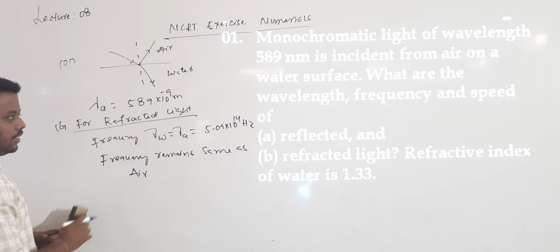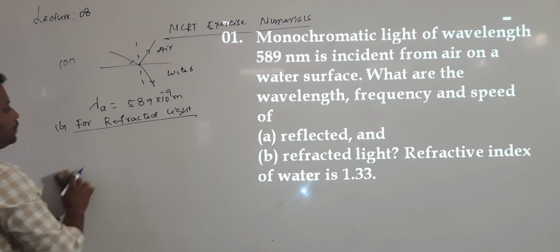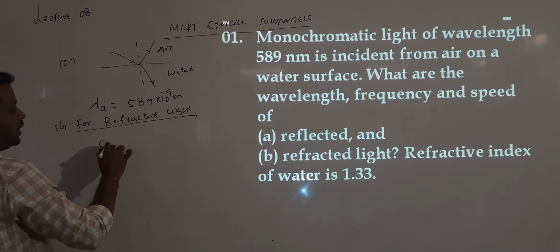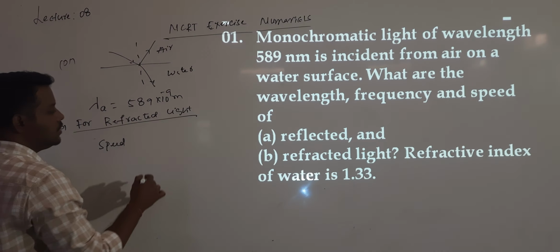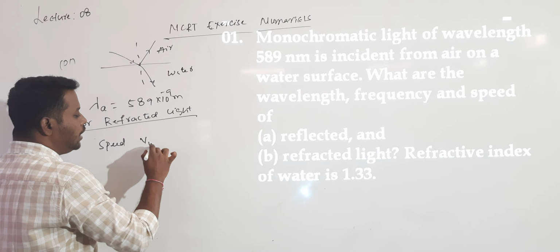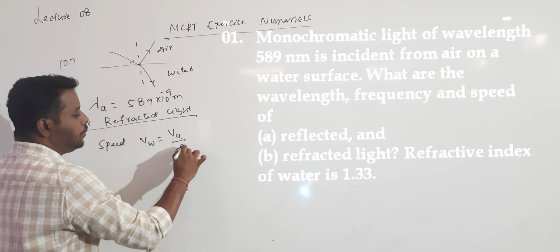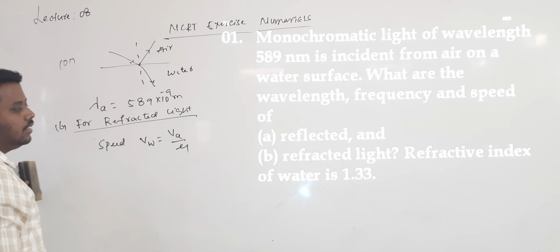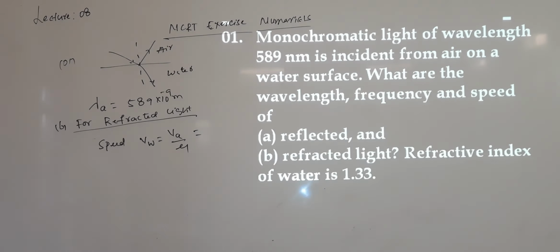So after calculating the frequency, next what do I want to calculate? I want to calculate the speed. What is the speed value? You can calculate the speed value in two ways. What is the speed formula? Speed VW will be equal to the speed in air divided by mu. This is one method. So what is the speed value in air? Last time we calculated the speed value in air.